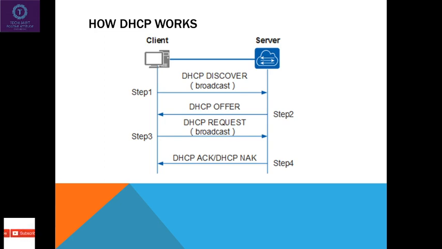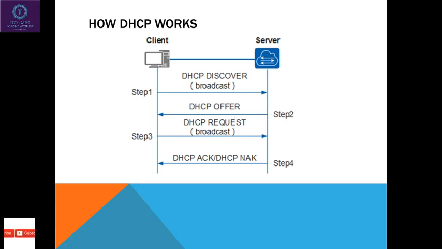Second, once the DHCP server receives the discover message, that the client has discovered the server, it will offer an IP version 4 or IP version 6 address, whichever it is configured, to the client. This packet is unicast to the client.